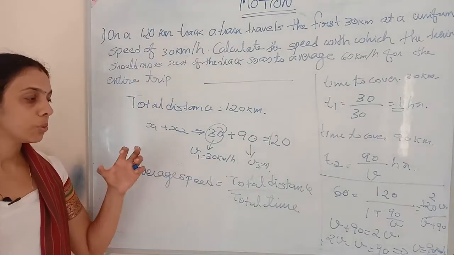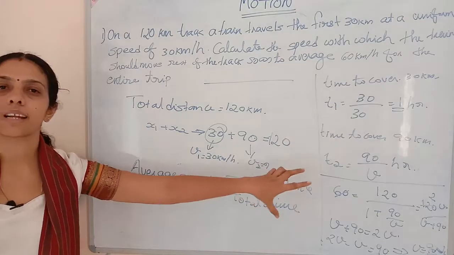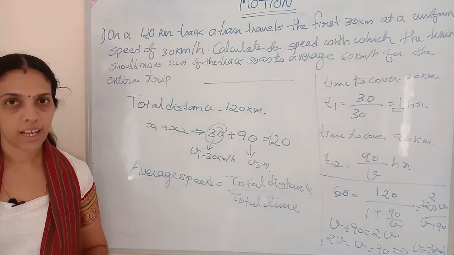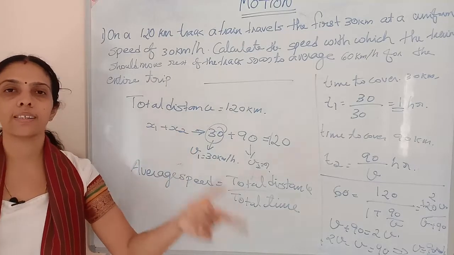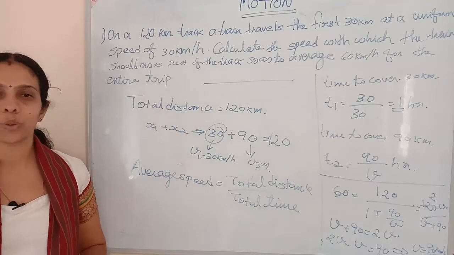Understood here? You should use the formula total distance traveled divided by total time. And our whole segment we are dividing into two parts, first 30 kilometers, next 90 kilometers. That is the only difference.